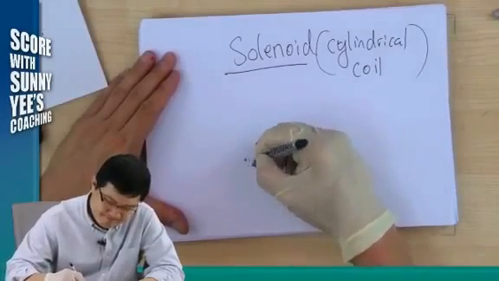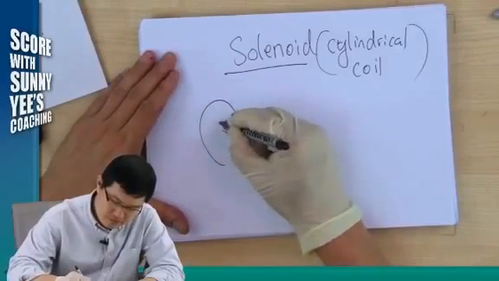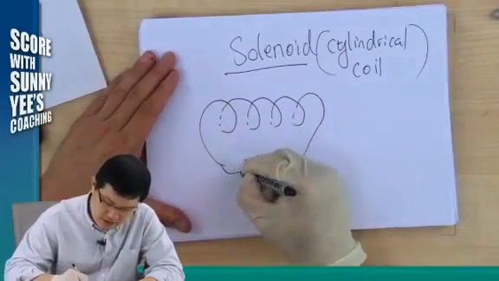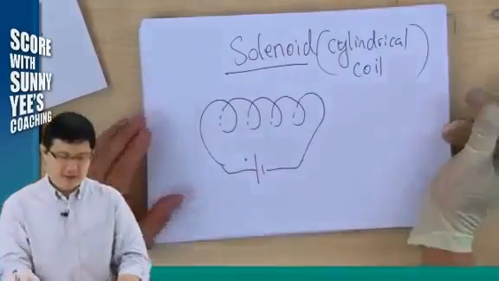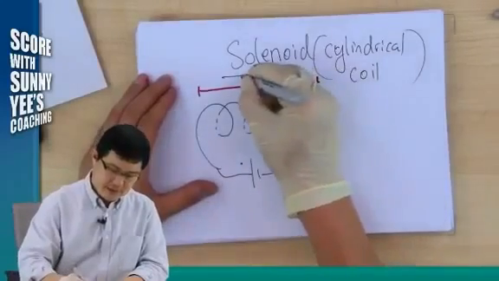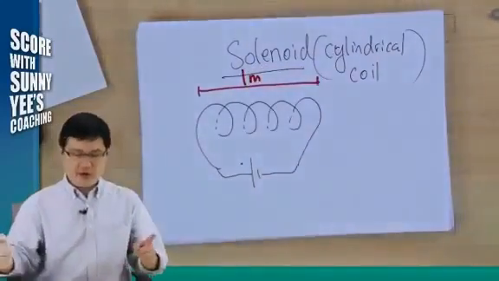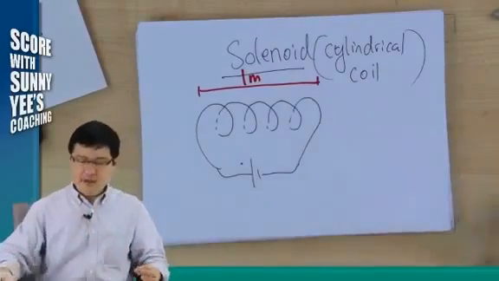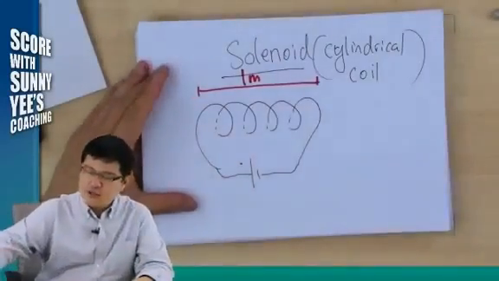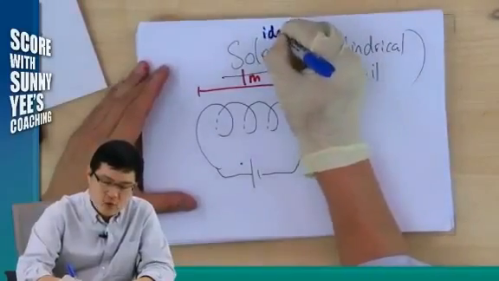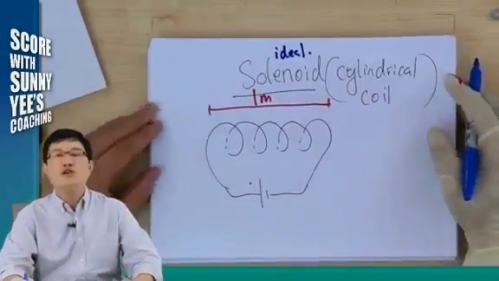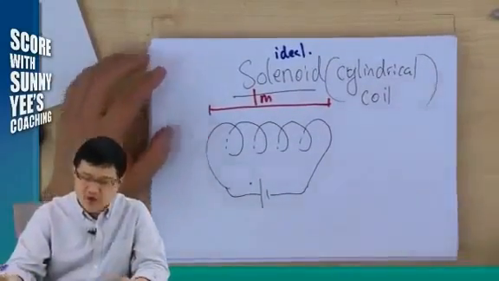This solenoid is positive, negative. It's long, and assuming that it is, I'm going to use a 1 meter coil, very long, 1 meter coil. And then I am going to say that this solenoid is an ideal solenoid. When I say ideal solenoid, meaning what? Ideal solenoid meaning there is no loss of magnetic field.